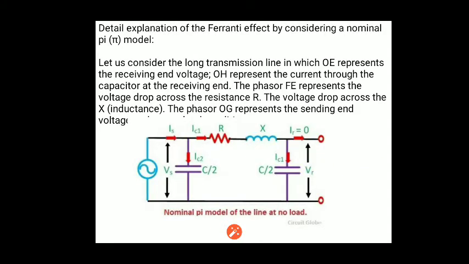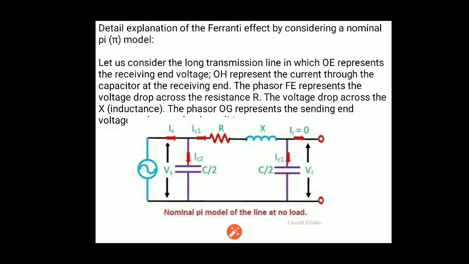Next, we will discuss a detailed explanation of the Ferranti effect by considering the nominal pi method. As shown in the diagram of the nominal pi method for a transmission line, two capacitors are used on both sides, the sending end side and the receiving end side. Also, capital R is the resistance and X is the inductance of the line, as shown in the diagram.